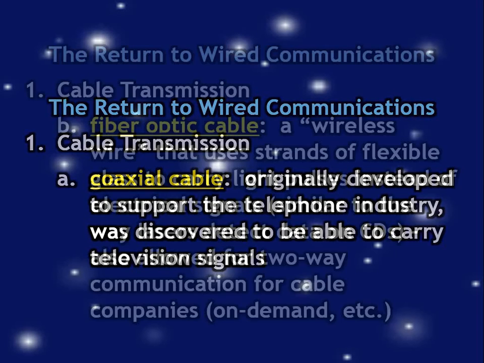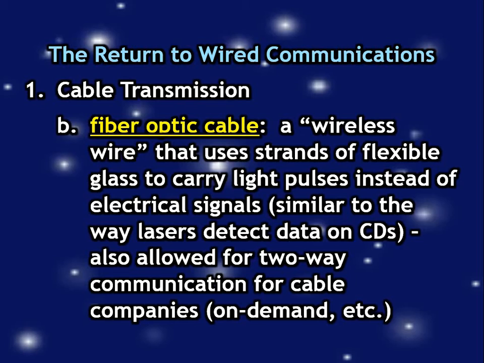Through this coaxial cable. Fiber optic cable is a wire that uses strands of flexible glass to carry light pulses instead of electrical signals. This is kind of similar to the way that lasers detect data on CDs, which we talked about in the last video. This also allows for two-way communication for cable companies so that you can have services like on demand. When you interface with your cable box and select options through your remote control, you're sending information back to the cable company so the cable company can process it and then send content back to you as you've requested it.